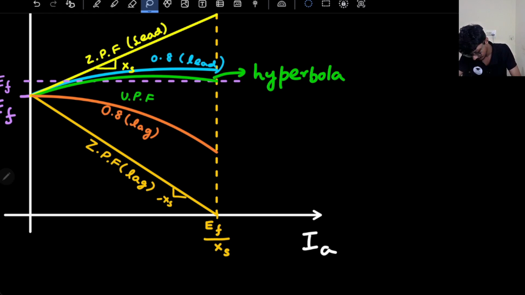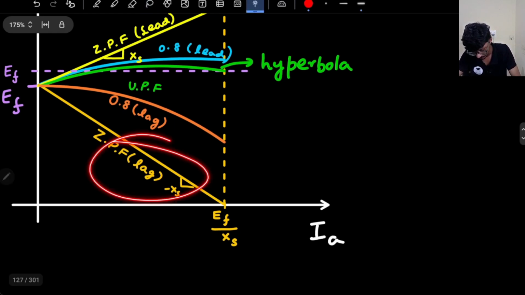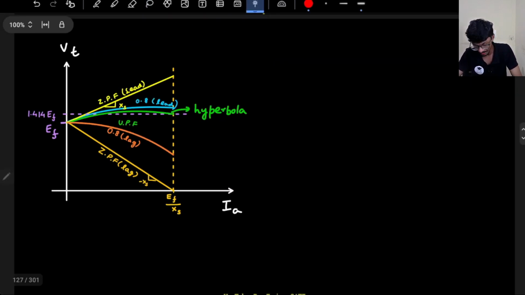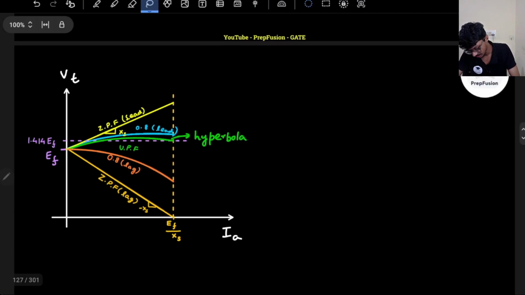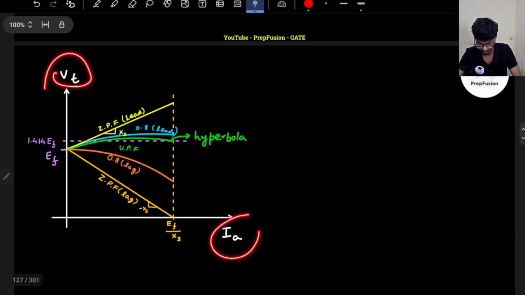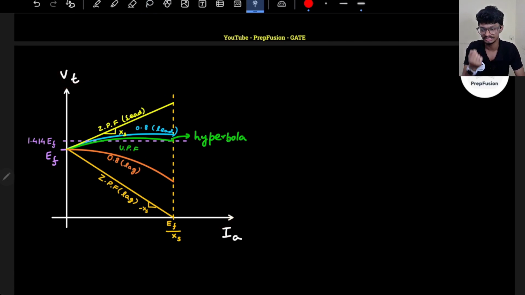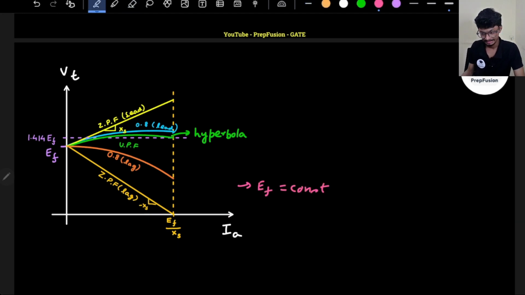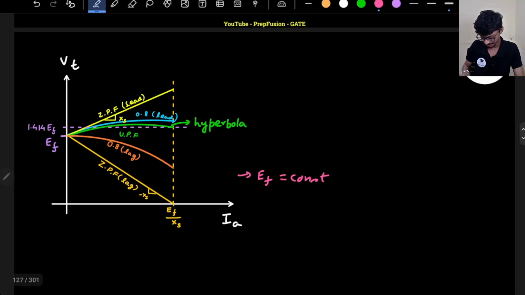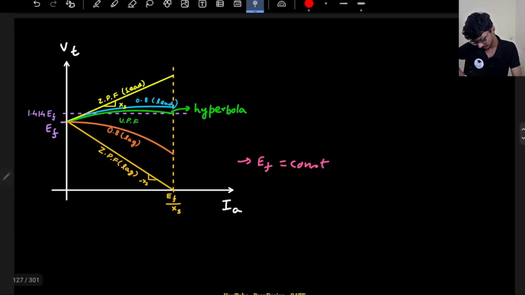For lag this will be here, and zero power factor lag will be here, right? So now I hope the graphs are clear. Remember, this graph is for what? Whenever you see Vt varying with Ia, that means your excitation will be constant. So in this case your Ef is constant, and trust me, this graph is not there in any book, because in the books it is wrong, according to me at least. So this is the graph.